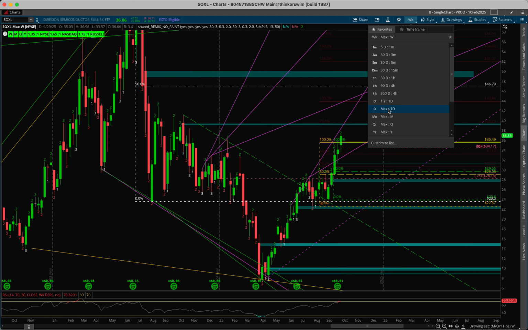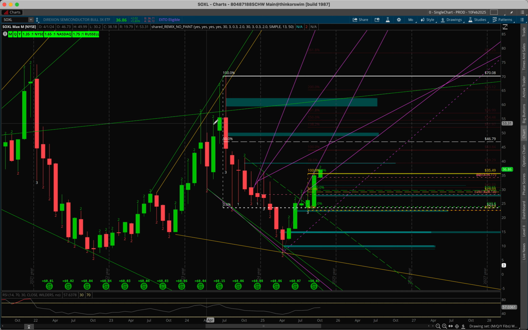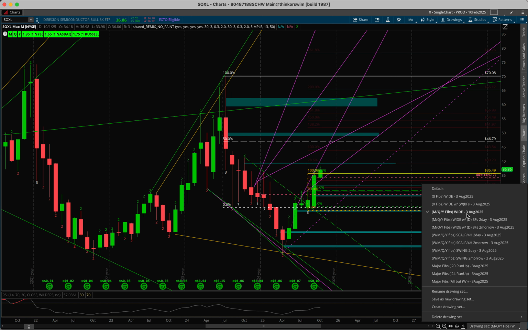is looking real good. The wick on the bottom showing that we tried price action to the downside within last week's range, and it wasn't accepted. We pushed back higher, so like to see that.